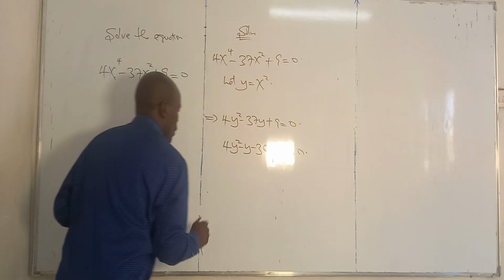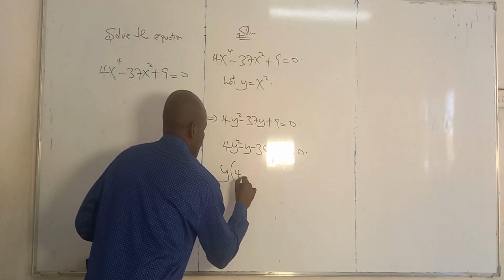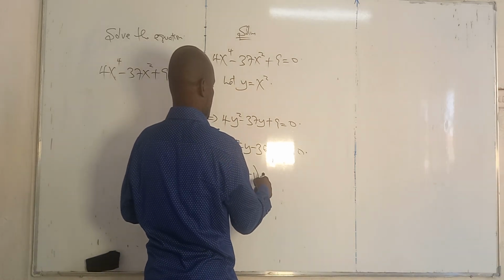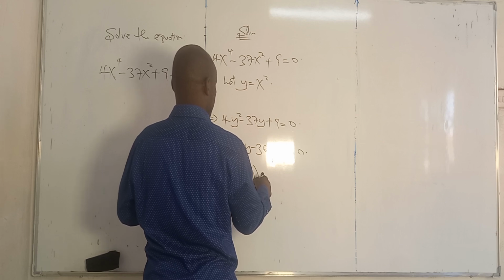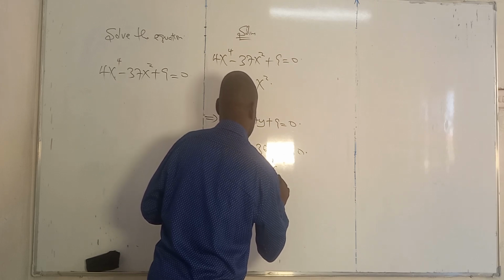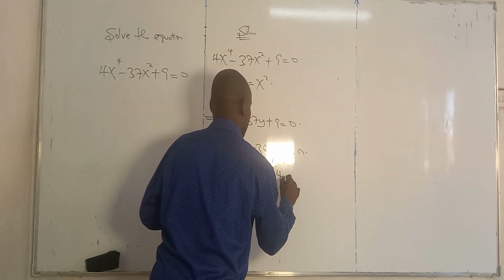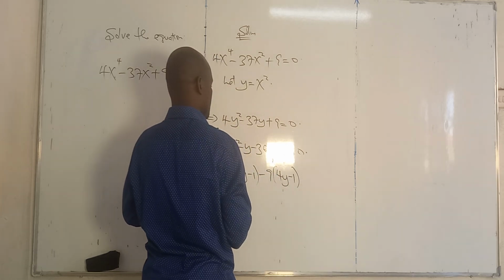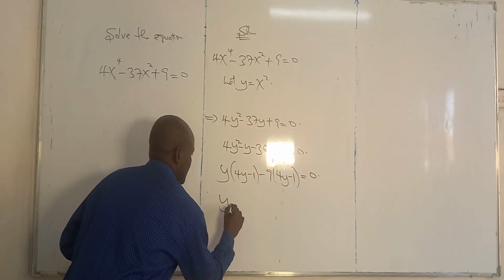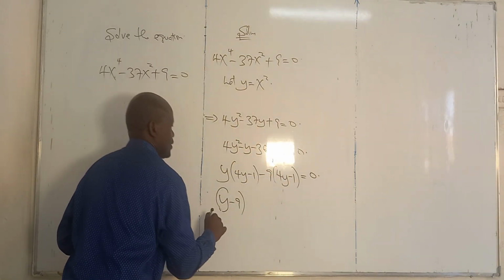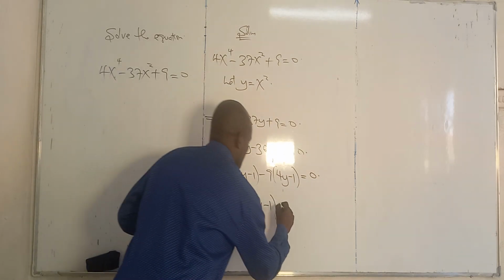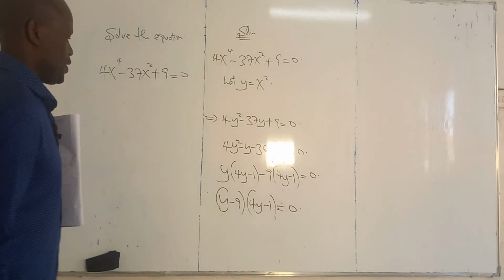I factorize y, so I have y(4y minus 1). Then here again I factorize, now minus 9, minus 9 into (4y minus 1), is equal to 0. So I have (y minus 9)(4y minus 1) is equal to 0. Those are the two possibilities.